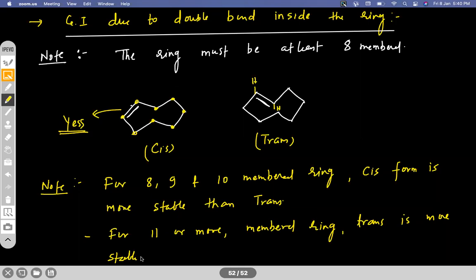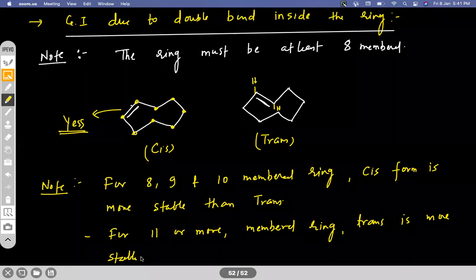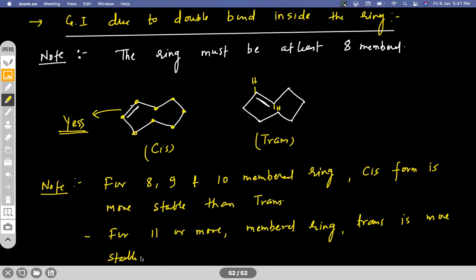So, three conditions we have for any compound to show geometrical isomerism: double bond, ring, and double bond inside the ring. Done. Okay. Now just 2-3 more examples. You need to tell me GI is possible or not. If possible, then how many stereocenters?